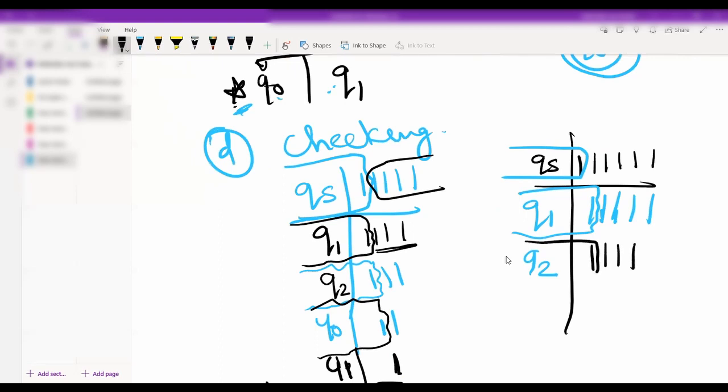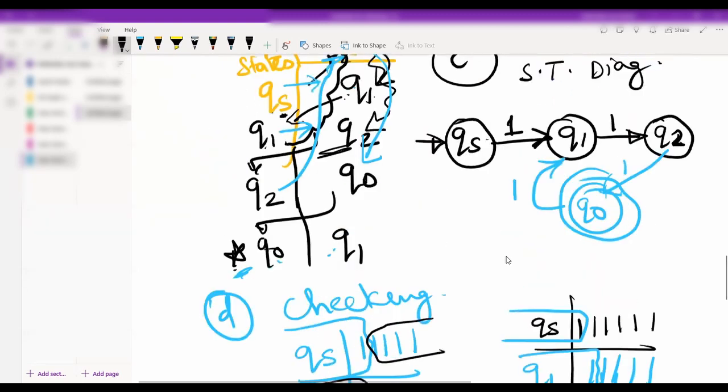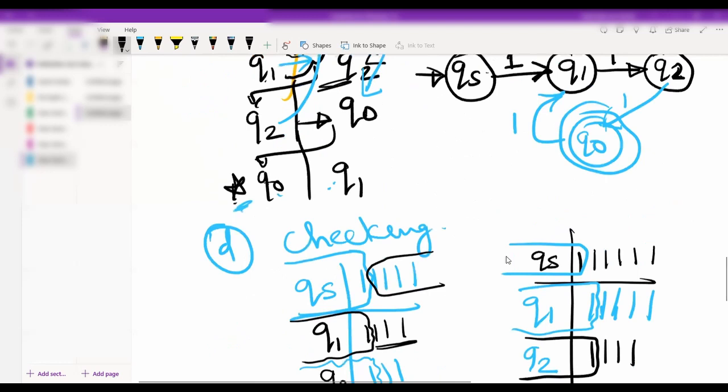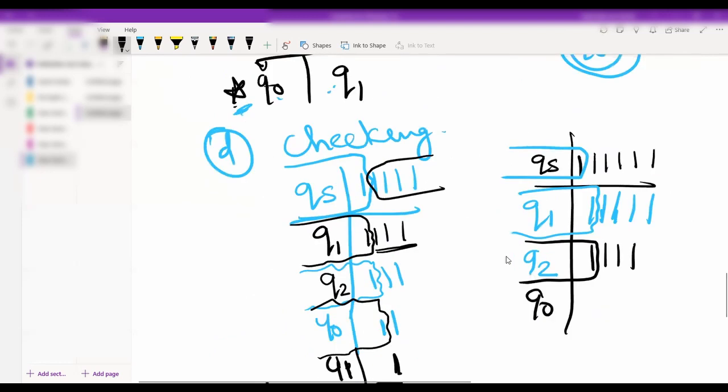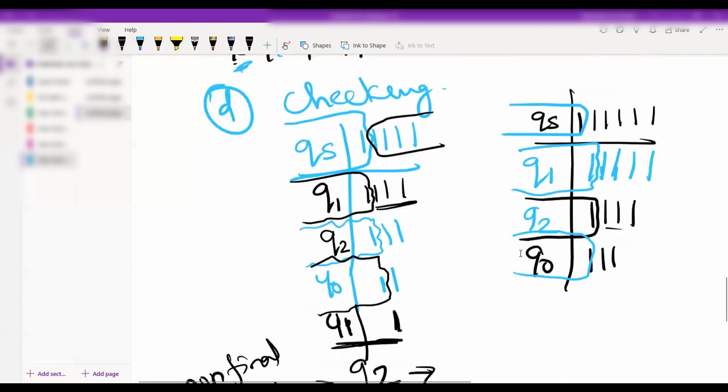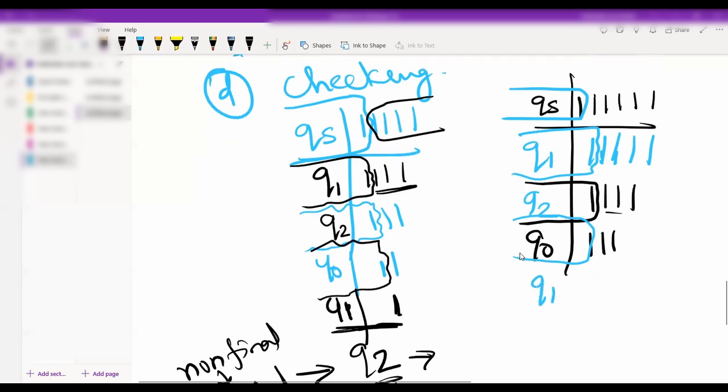Now Q2 on 1, where is it going? Q2 on 1 goes to Q0, so we'll write Q0 here. The remaining string is 3 occurrences of 1. Now we consider Q0 with 1. Q0 with 1 goes to the Q1 state, so we got Q1 state.